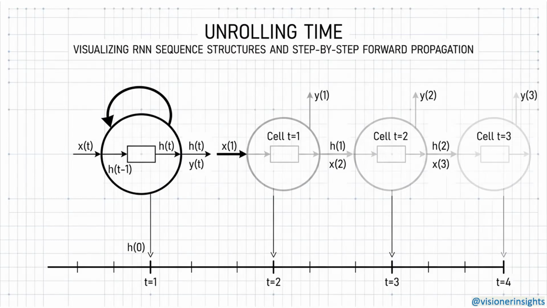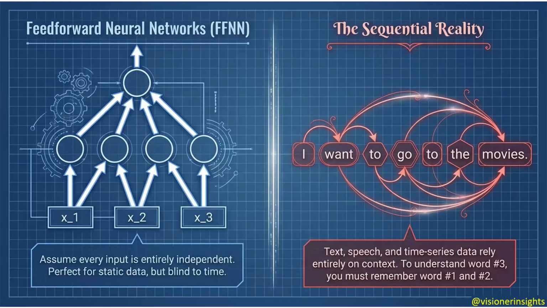We call these time steps, like t equals 1, t equals 2, and t equals 3. At every single step, a new input x enters, an output y might be generated, and crucially, this is the magic part, a hidden state h, which acts as the network's memory, is passed from one time step directly into the next. And this brilliantly illustrates exactly why that unrolled structure is so essential.